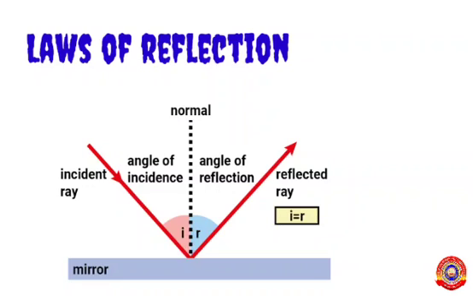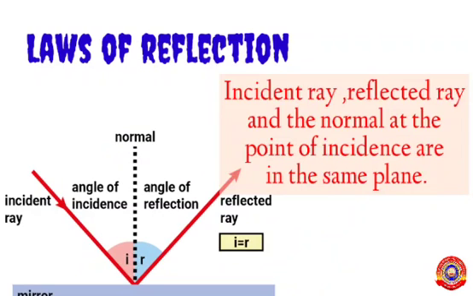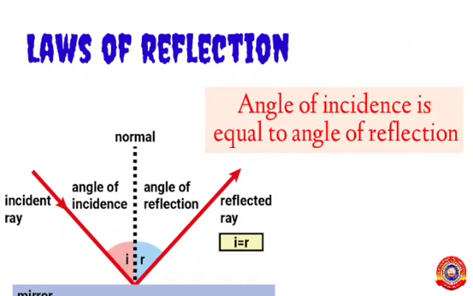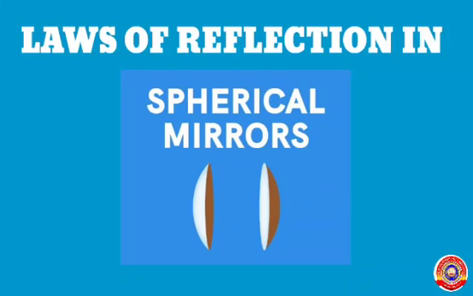You have already learned the laws of reflection related to plane mirrors. What are they? Yes, the incident ray, reflected ray, and the normal at the point of incidence are in the same plane. And the angle of incidence is equal to the angle of reflection. The laws of reflection are applicable to spherical mirrors as well. Let's try to understand it through an activity.